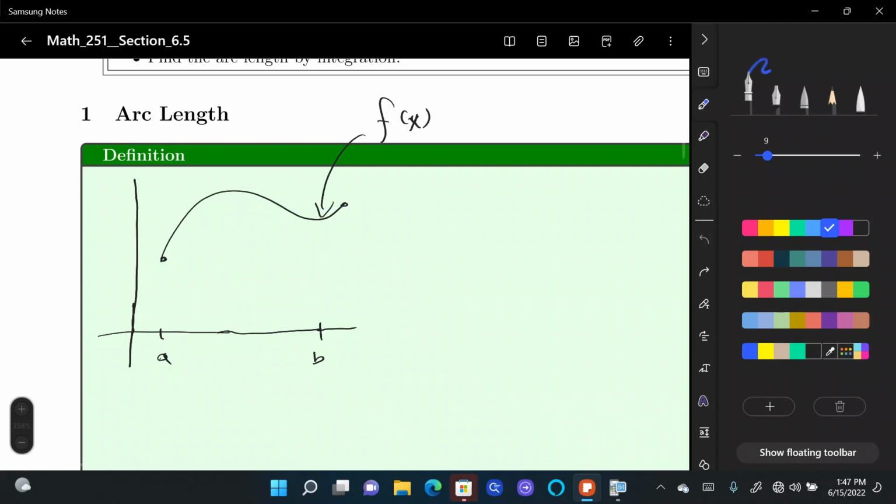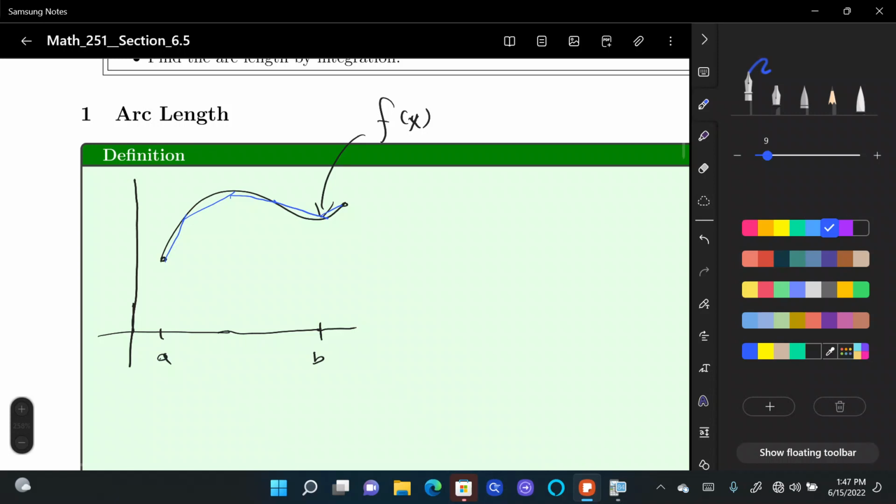But what about this? This one, two, three, four, five. Well, it's getting closer, but still not quite. But I think you see where I'm going with this. In the same way that we were adding the areas of infinitely many rectangles, we're going to add infinitely many of these lengths, and that's going to give us the arc length for the given function.